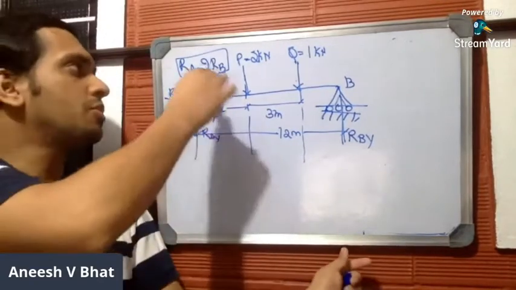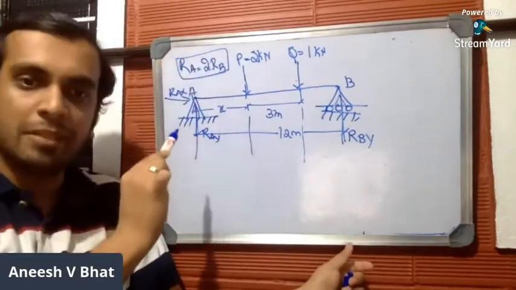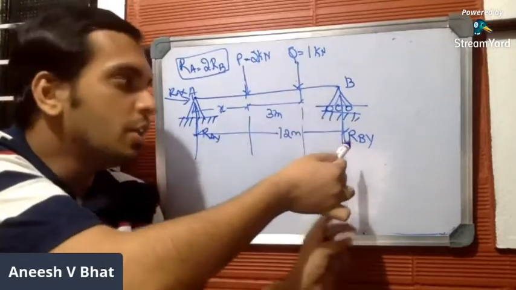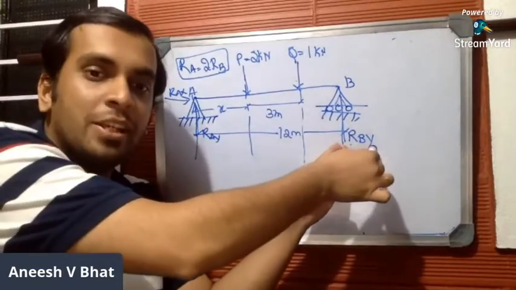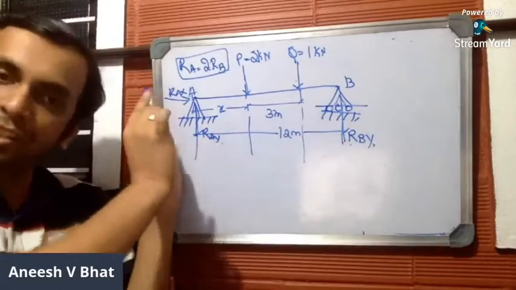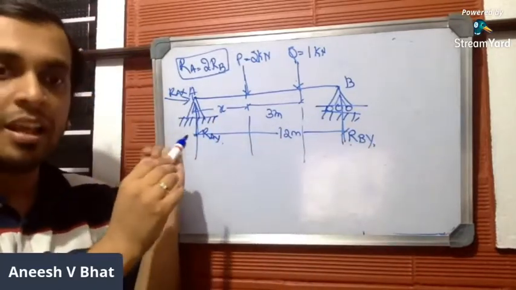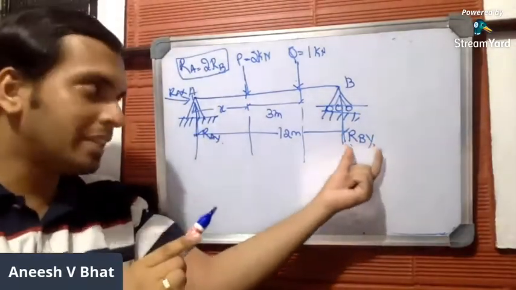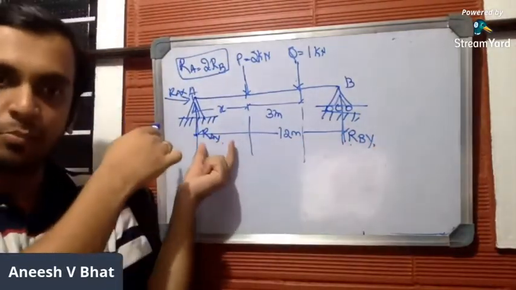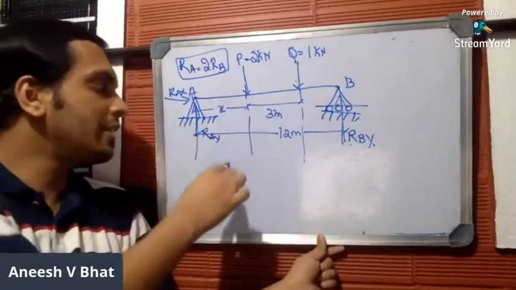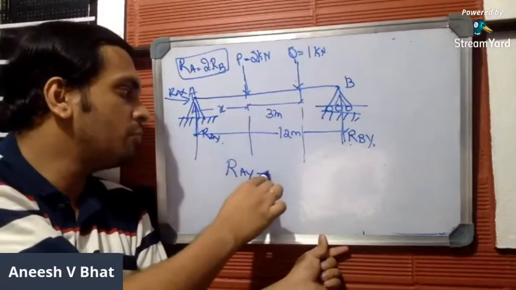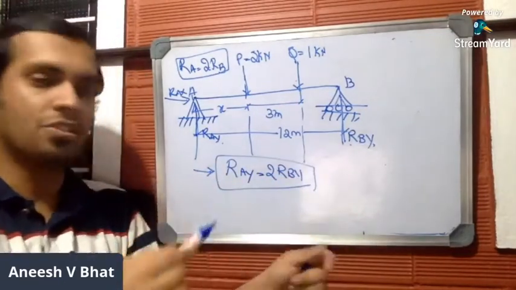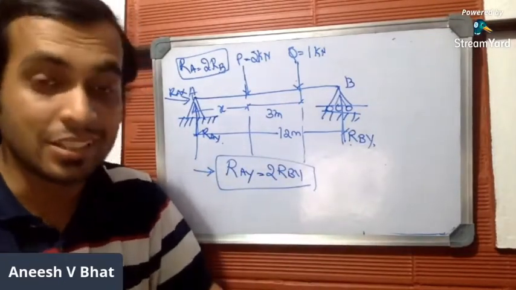So according to the given question, reaction at A is twice the reaction at B. Reaction at B is only in y direction. So in order to relate the reaction at B, you have to consider the reaction which moves in y direction only. You cannot consider Rx. Because there is only one reaction about B which moves in y direction, you can compare this with the reaction which moves in y direction only as far as support A is concerned. So the given condition would be RAY is equal to 2 times RBY. This is the given condition.